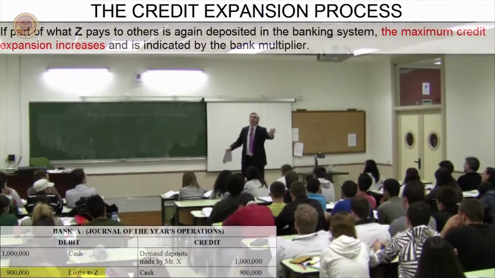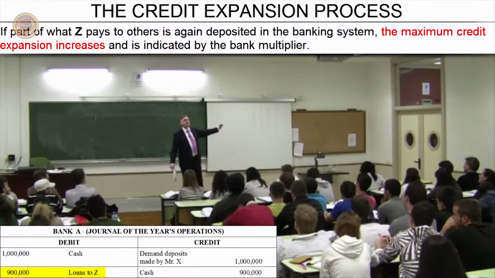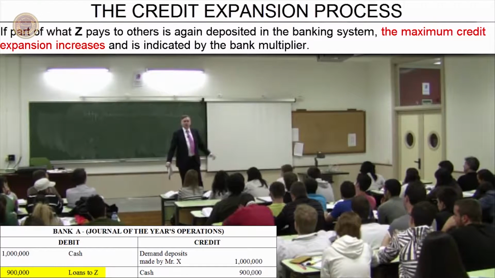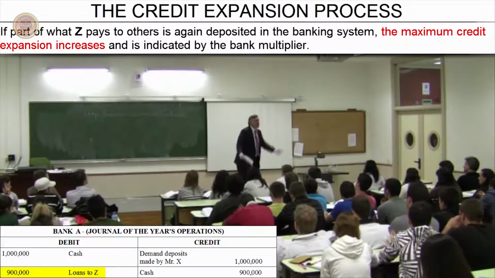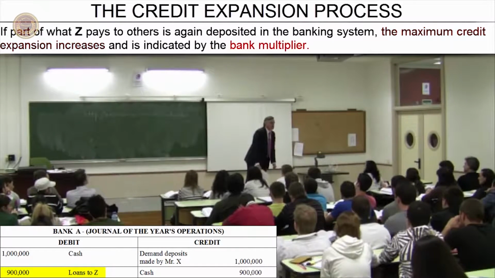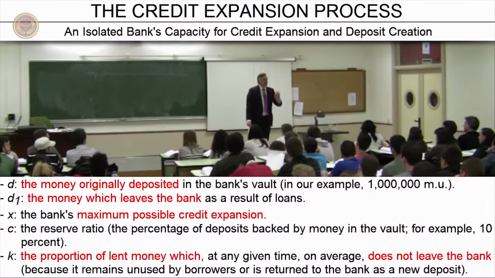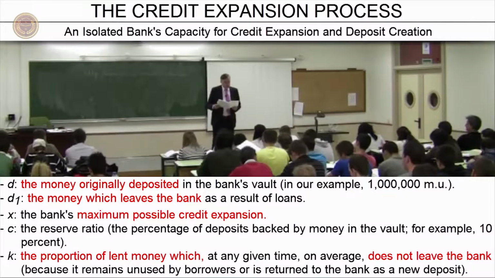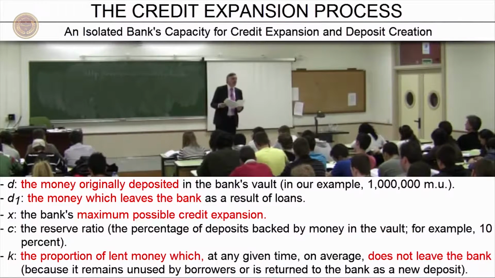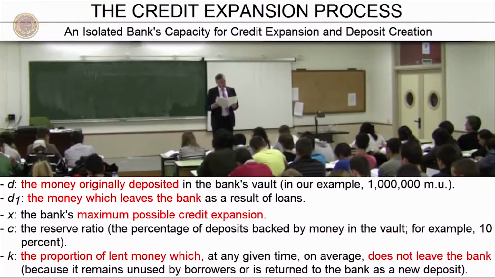And now for the magic trick. What happens when Company Z pays people the 900,000 euros? It may pay a plumber, a labourer, a supplier, etc., who in turn deposit the money in their respective banks. Now I will very clearly and simply explain the phenomenon of the bank multiplier. What are D and D1? They are the original deposits, while X is credit expansion. E is the reserve ratio, which we are supposing in these examples is 10%, and K is the proportion of loan funds which, at any particular time, on average, borrowers leave unused.